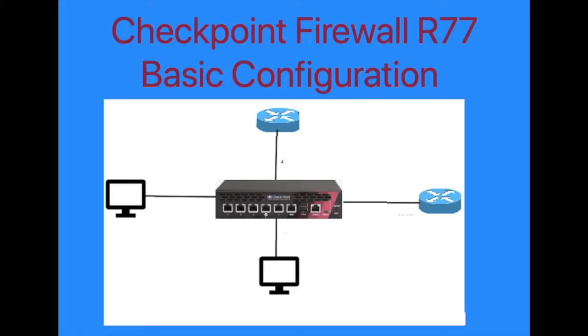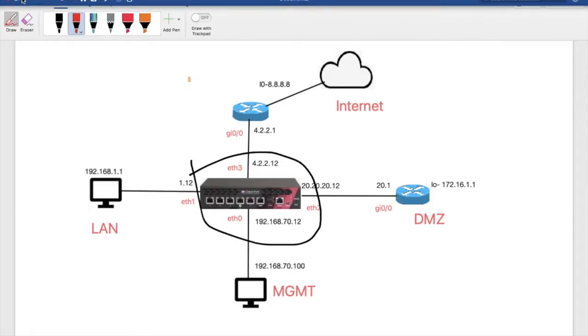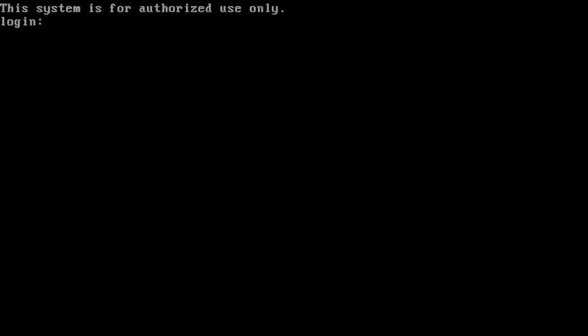In this video, I am going to tell you how to do basic configuration in CheckPoint Firewall R77. This is our topology which we are going to configure today, and this is my CheckPoint Firewall gateway and its interface. I have installed CheckPoint R77 on VMware. This is our CLI mode, through which we can log in on console.